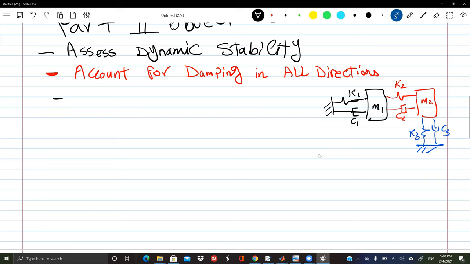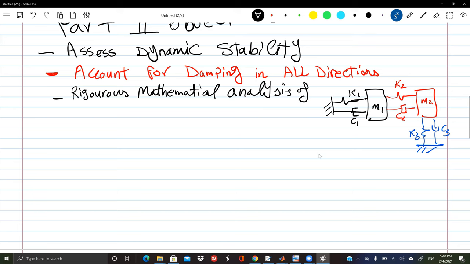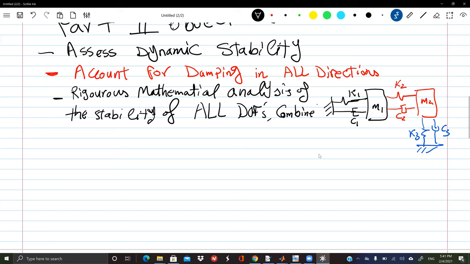rigorous mathematical analysis of the stability of all degrees of freedom combined together. When we combine them together, how can we study stability? It's not just having spring and damper.